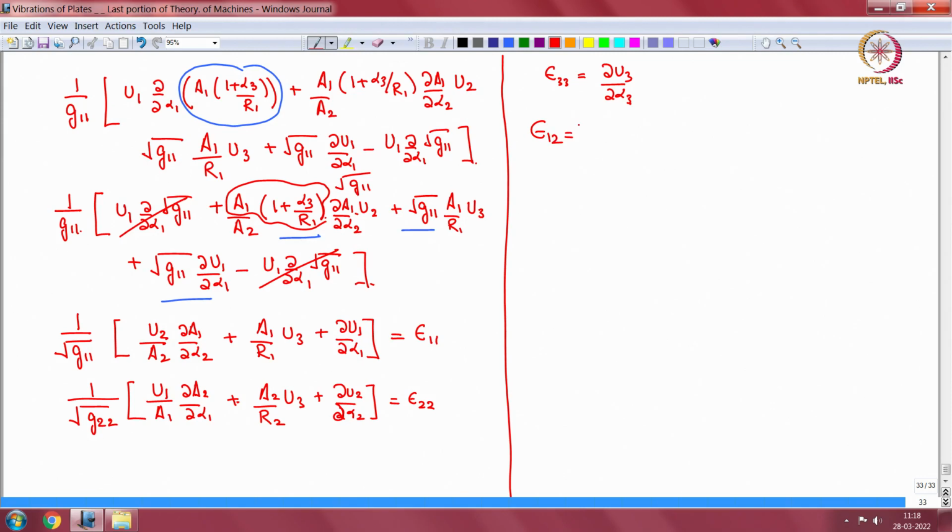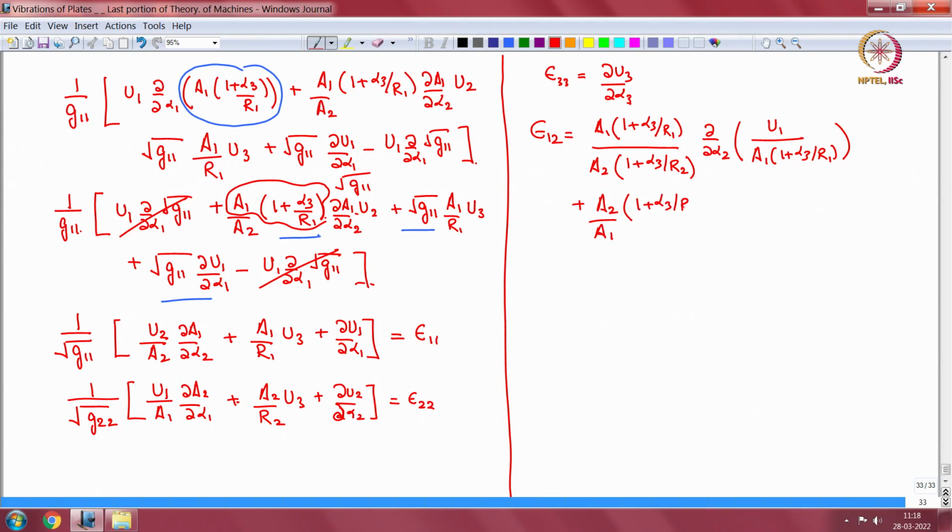Epsilon 1 2 is equal to A1 1 plus alpha 3 by R1 by A2 1 plus alpha 3 by R2 del alpha 2 U1 by A1 into 1 plus alpha 3 by R1 plus A2 by A1 1 plus alpha 3 by R2 1 plus alpha 3 by R1 del alpha 1 U2 by A2 1 plus alpha 3 by R2.